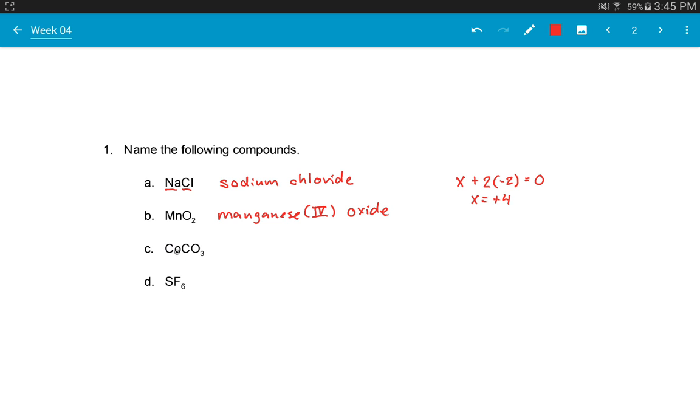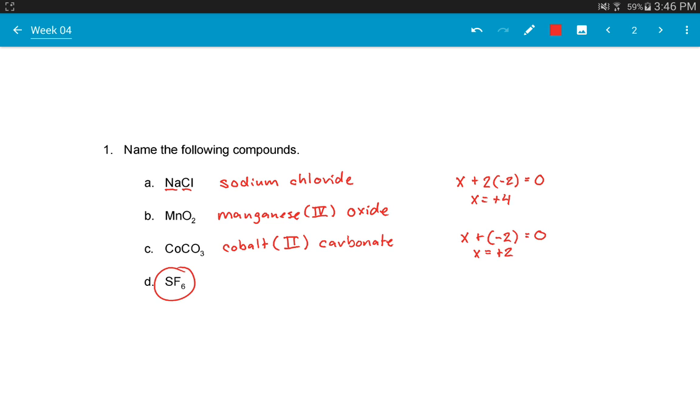In the next problem, I have cobalt, also a transition metal. So I'll leave an empty set of parentheses. And the CO3, as a unit, is the polyatomic ion carbonate. So I have X plus the carbonate, which I know from the table that I was asked to memorize has a charge of -2. So X in this case has to be a +2. So this is cobalt(II) carbonate.